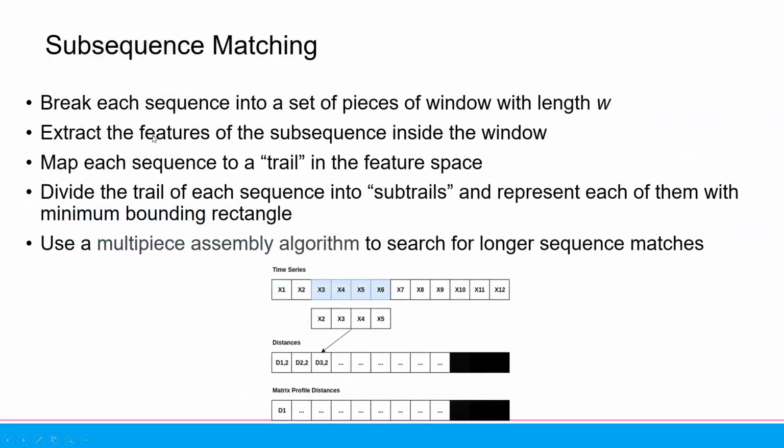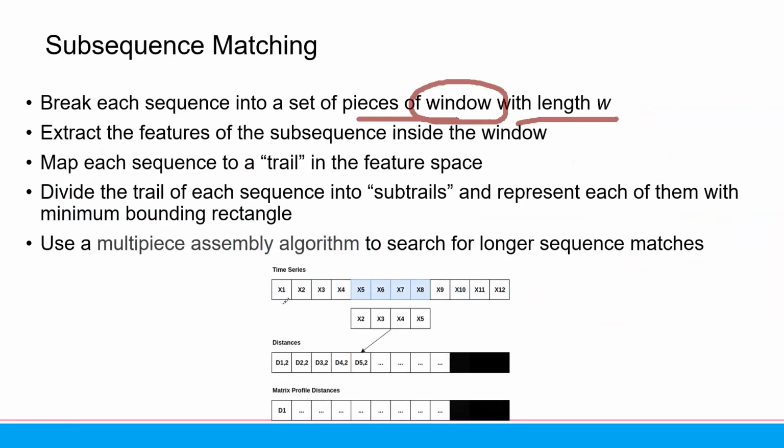So this is one example, the subsequence matching. When we do the subsequence matching, let's say I have this time series x1, x2, x3, x4, x5, x6, 7, 8, 9, 10, 11, 12. I want to know about every sequence, and I break the sequence into a set of windows. We call it a window, and the length is W.